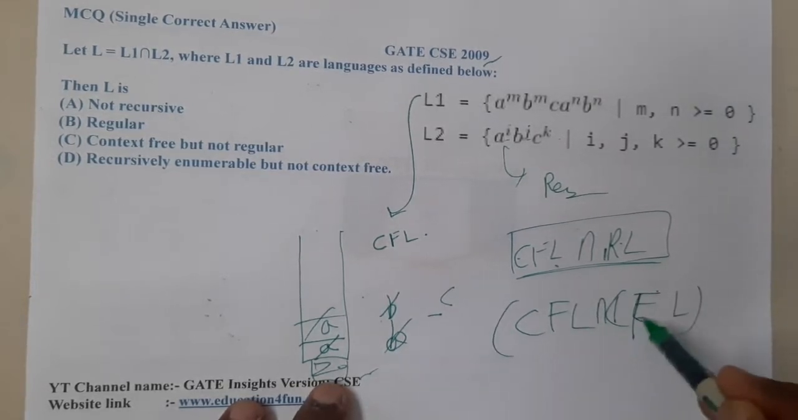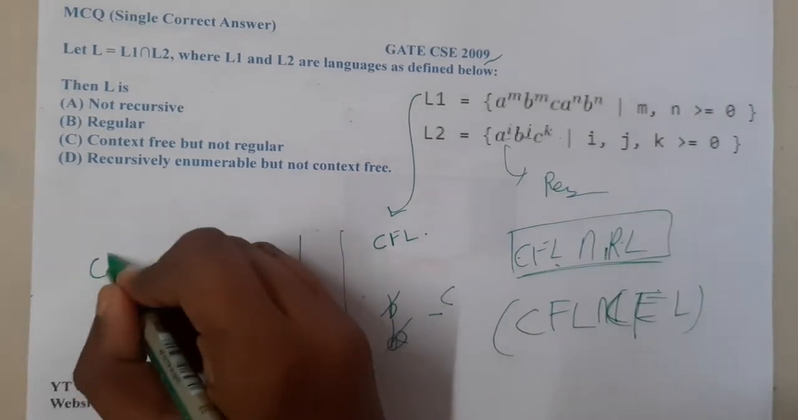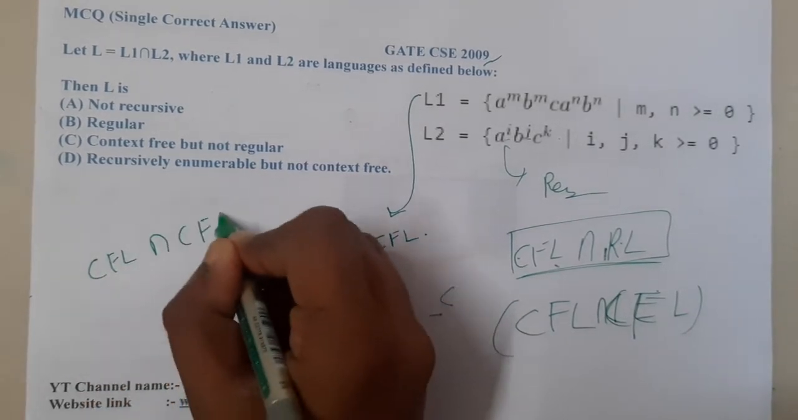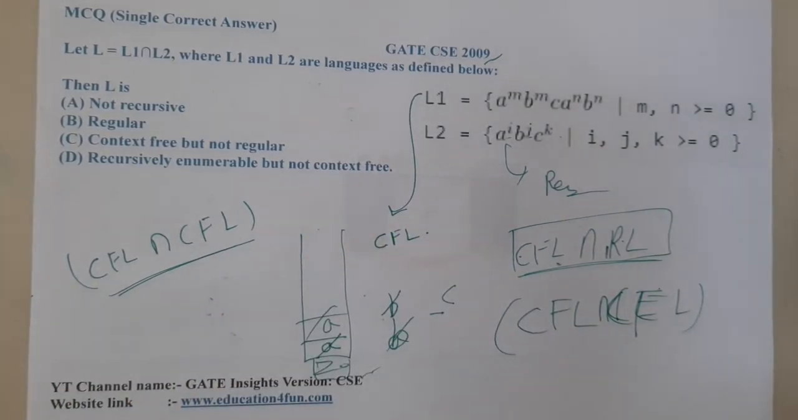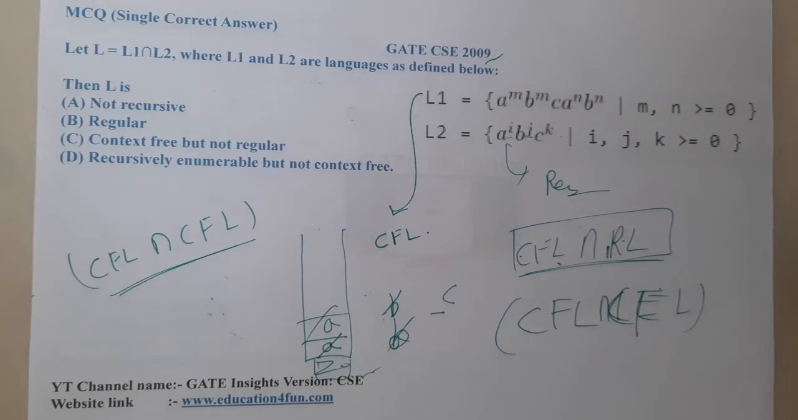To be clear, let me write it neatly: CFL intersection CFL. Does the CFL follow intersection, guys? Please recall these closure properties. If you want the proof, just give me a second, guys. Where did I keep that paper?